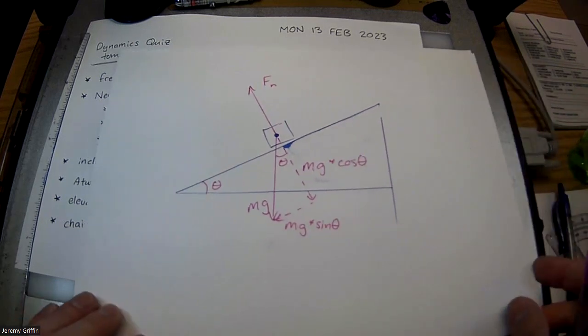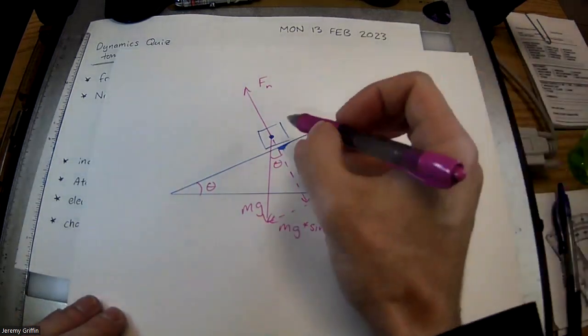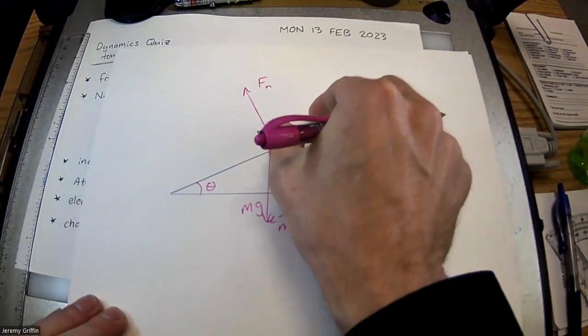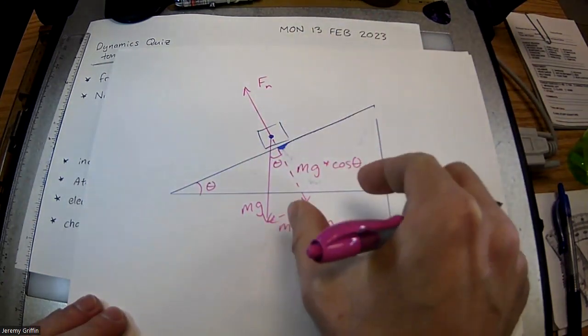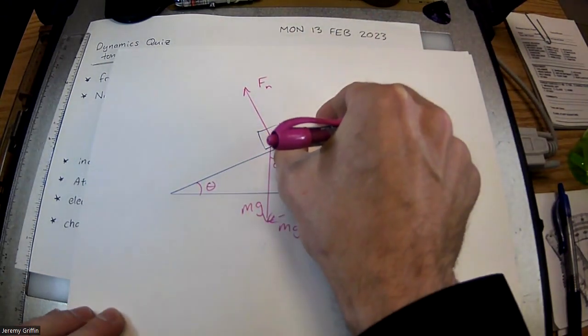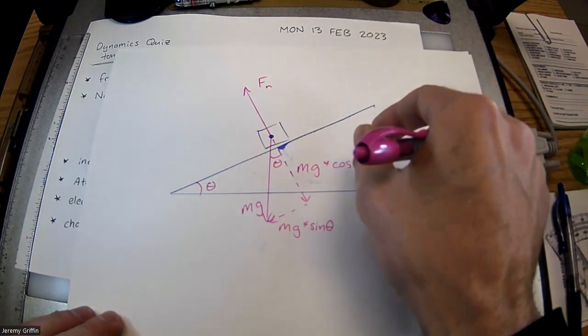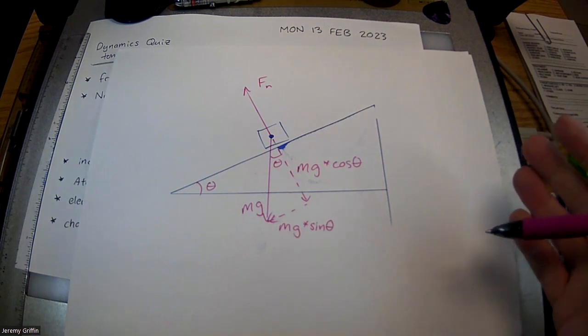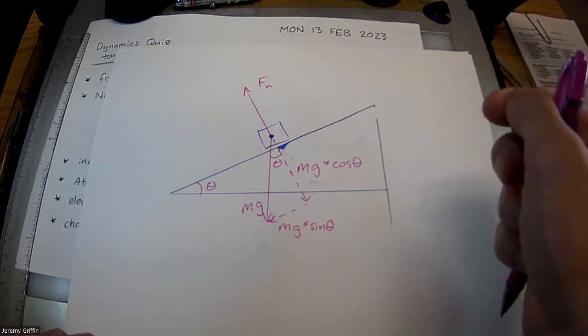What if this block is at rest? Would you also include a force vector going up to the right, and would it be exactly equal to mg sine theta if it was at rest? What if it was sliding down at constant velocity? Wouldn't that look exactly the same, except it would be kinetic friction instead of static friction, but otherwise it would look identical?